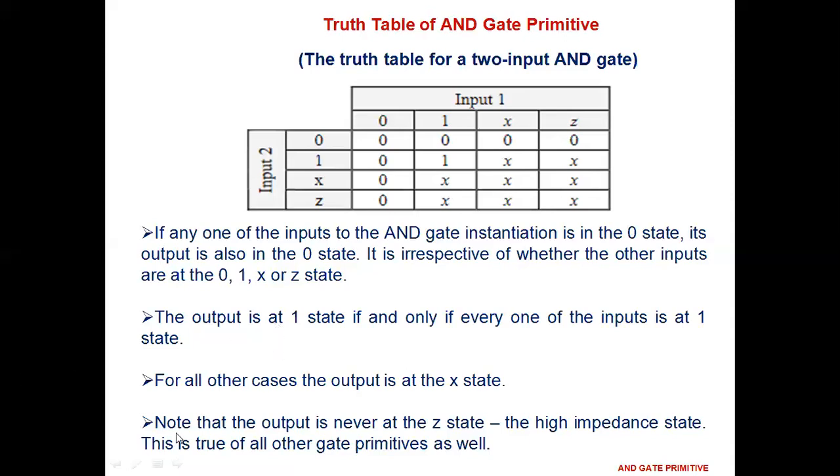Make a note of one thing: the output is never at the Z state, that means the high impedance state. The output will never be at a high impedance state, because in the truth table we never get the outputs as a Z state. Please observe here, there is no Z at all. That means the output never enters into the high impedance state. Not only for the AND gate, this is also true for all other gate primitives which are available in Verilog.